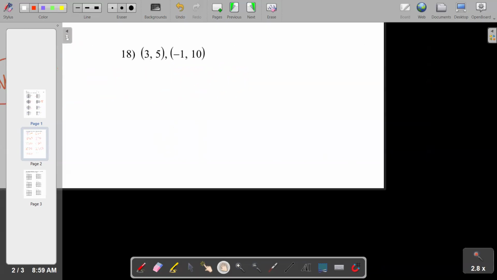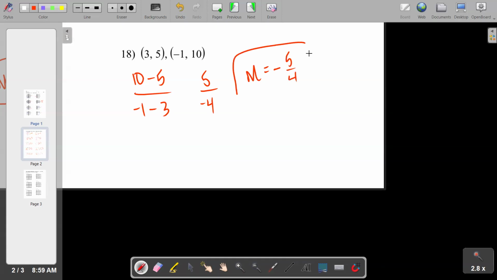And then the last one on this page, number 18, is 10 minus 5 over negative 1 minus 3. And again, you do the math. 10 minus 5 is 5. Negative 1 minus 3 is negative 4. A positive divided by a negative overall is a negative, and 5/4 cannot be simplified. So we just leave it as a negative 5/4. Good.